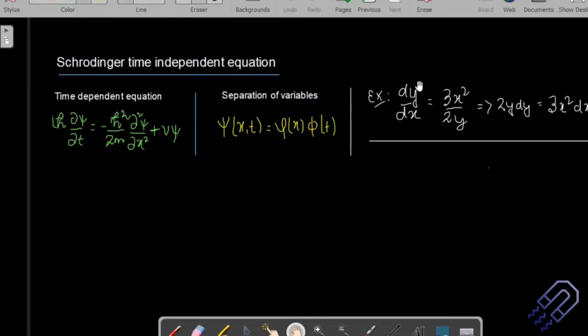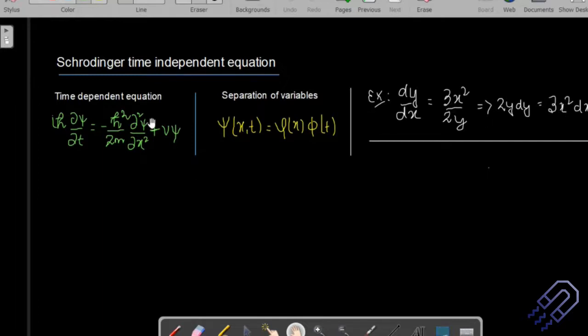That means that if you have a function like this, which is actually a first order differential equation, you can take all the y terms on one side and all the x terms on the other side, and you can see that we have separated out the variables. Now you can integrate and find the equation for this.